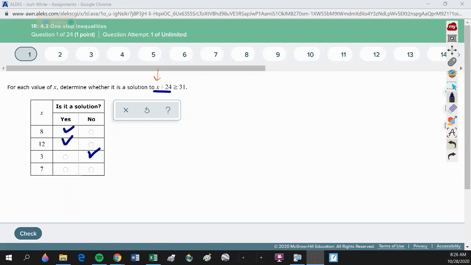And 7. So 7 would give us 31 is greater than or equal to 31. And because the equal sign is there, yes, that one does work.